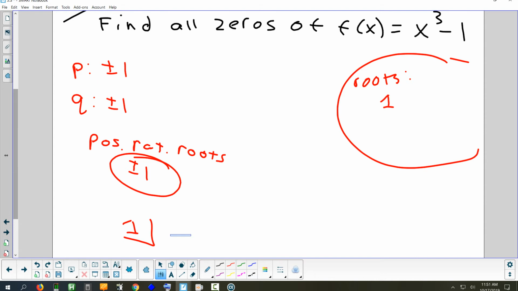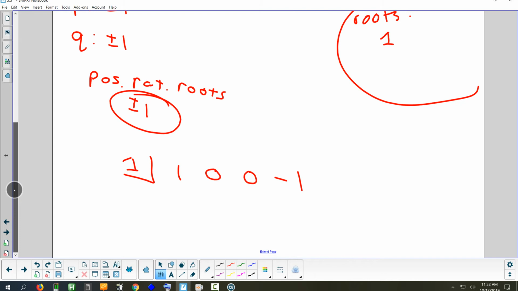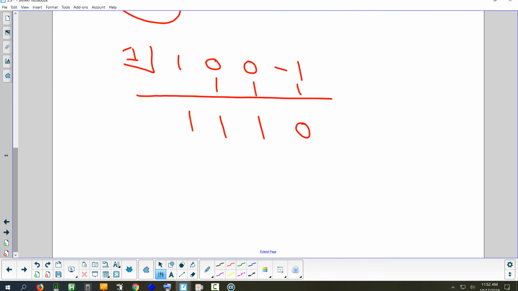Okay, I want to see what happens with that. What are going to be my coefficients here? Careful. Yep. 1, 0, 0, negative 1. Yep. Gotta remember those zeros. Okay, so we're going to get lots of ones and zeros here. Bring down the 1. 1 times 1. 0 plus 1. 1 times 1. 1. 0 plus 1. 1. 1 times 1. You guys are in pre-cal. Negative 1 plus 1. 0. There's my quotient. X squared plus x plus 1. Now I need to solve when that's equal to 0.